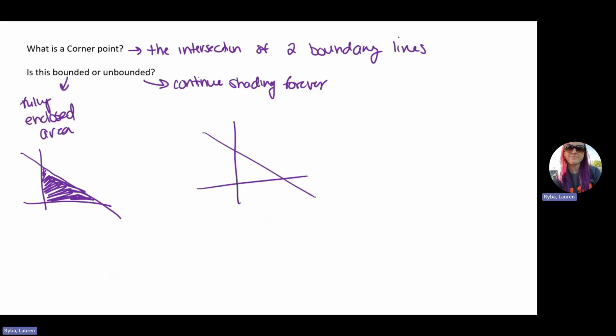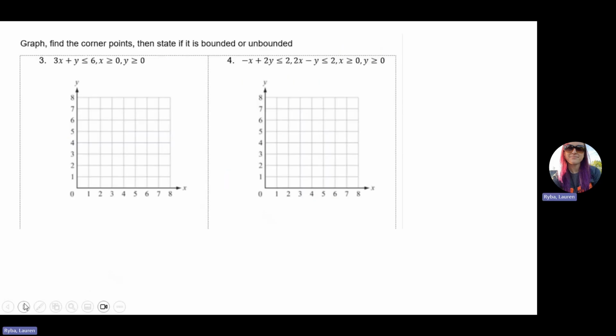So you've got a line here, you've got a line here, and the shaded area is above here. Now, because these lines continue forever and ever, up and up and up, that shading is going to continue forever up and up between those two lines. So there's no boundary along the top that is going to contain that shaded area. Make sense, the difference? So now we are going into the part of, after we graph these, are they bounded? And then can you find all of your corner points? So here's our next two problems.